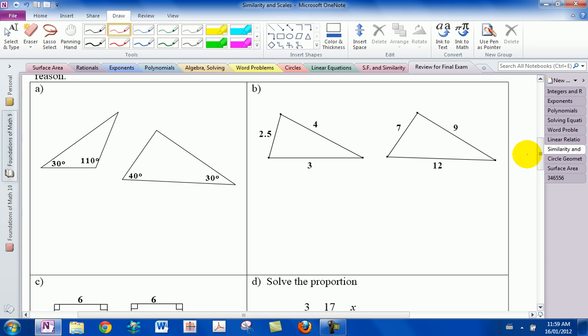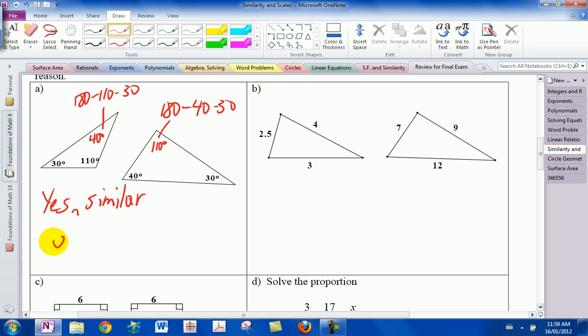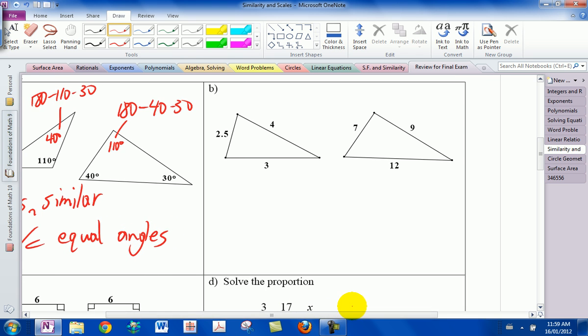So before we check the angles, we need them all. Find the angles of the triangle. Go. That would be 110 degrees because it's 180 minus 40 minus 30. Here would be 180 minus 110 minus 30. And so it's 40 degrees. So I'd say yes, they're similar because of equal angles. So we have equal angles, which means those two triangles are similar.